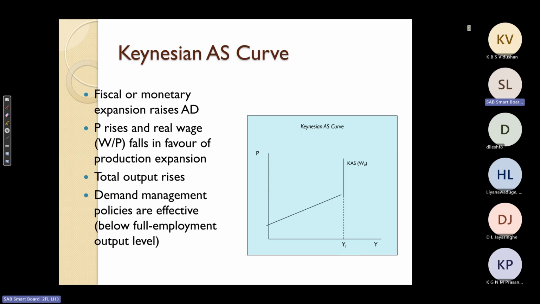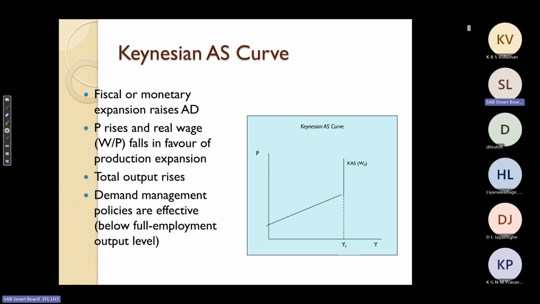Then it is horizontal up to the full employment level, and then vertical. That way we can draw the aggregate supply curve. Here we assume the price and wage rate are constant, because it's a supply side factor. For the time being we assume the wage is constant, but later on we can change those things, though we are not going to discuss that now.